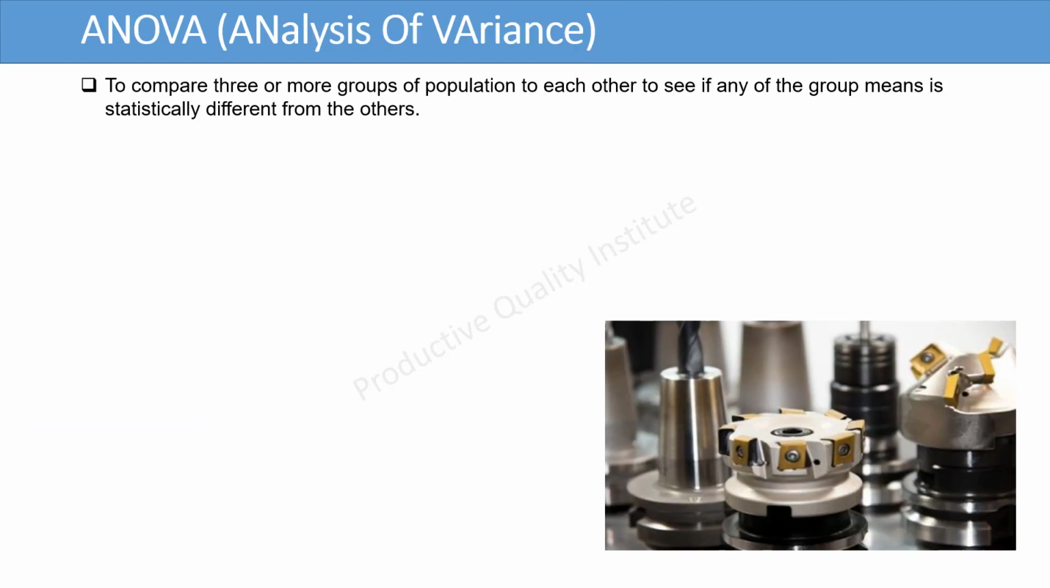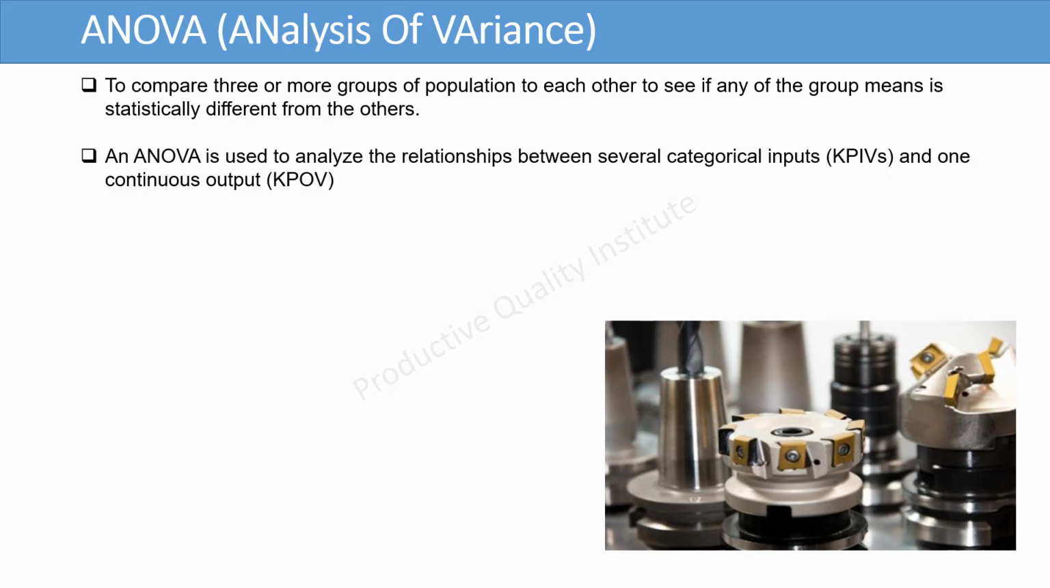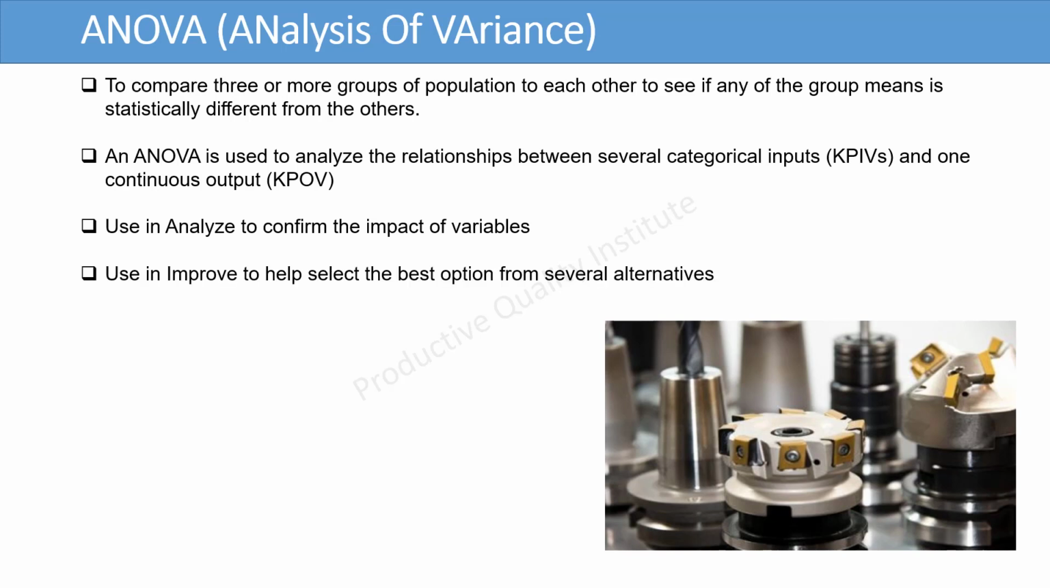ANOVA, analysis of variance. We do it to compare 3 or more groups of population to each other, to see if any of the group means is statistically different from the others. An ANOVA is used to analyze the relationships between several categorical inputs, KPIV, and one continuous output, KPOV. Use it in analyze to confirm the impact of variables. Use it in improve to help select the best option from several alternatives.